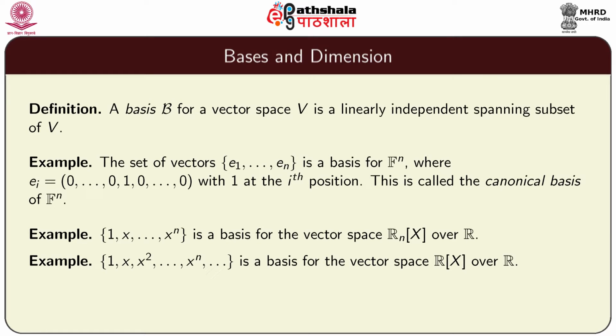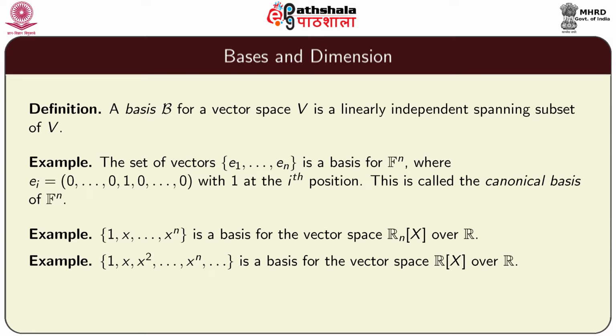The vector space R_n[x], that is the vector space of all polynomials with real coefficients whose degree is at most n, we have already seen that it is spanned by the set 1, x, and so on up to x to the power n. What is important is that this set is also linearly independent.